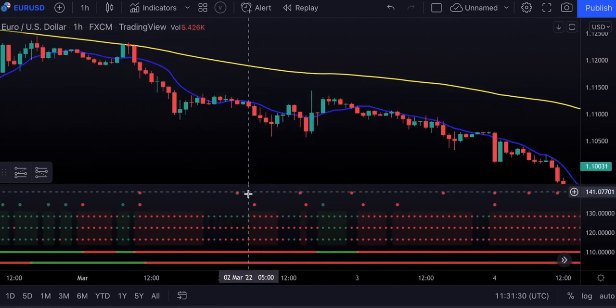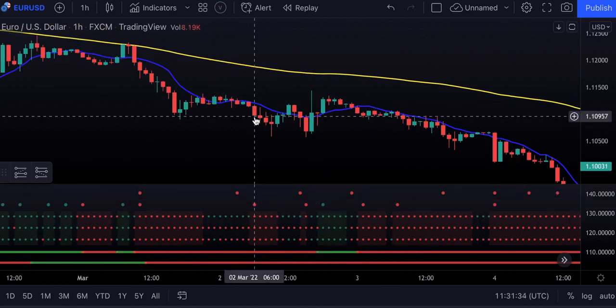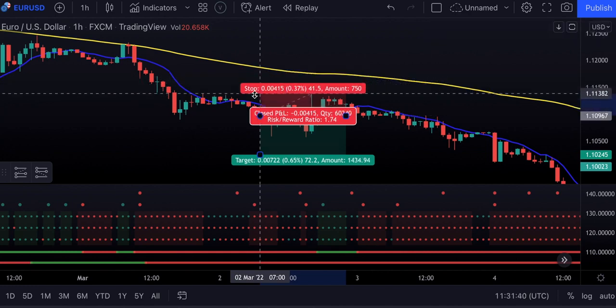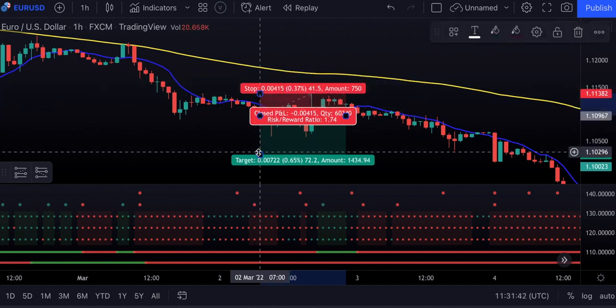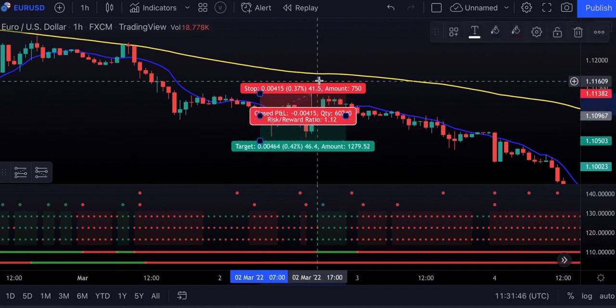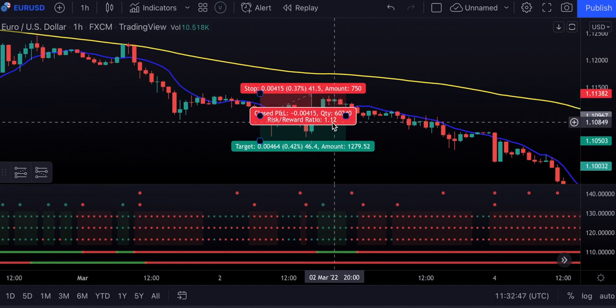Here we have another signal, and this time we would have taken a trade. So we would have entered a short position on the very next candlestick, set our stop loss at the recent swing high. And we see on this particular trade, we would have got stopped out on this candlestick right here. So we close this trade with a loss of 2% of our account.